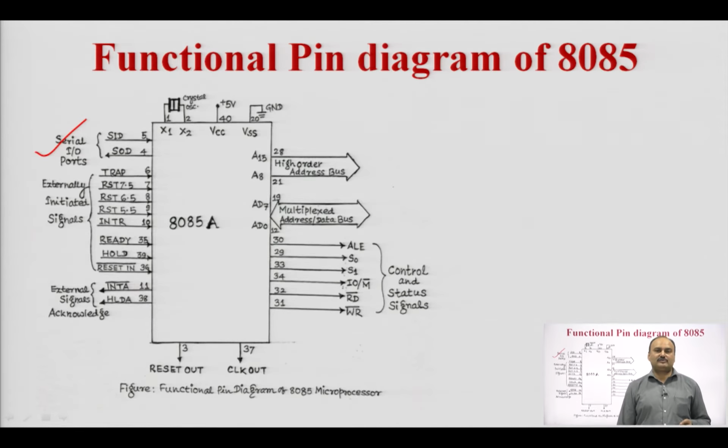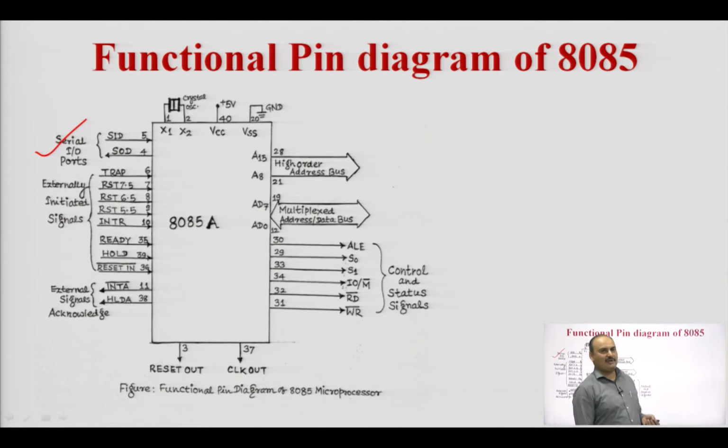In the 8085 microprocessor, we have a 16-bit address bus. The 16-bit address bus is divided into two parts, the low order address bus and the high order address bus. The high order address bus is from pin number 21 to 28. These pins are used to carry the high order address. In addition, the low order address bus is time multiplexed with the data bus, that is pin number 12 to pin number 19. So, accordingly, the pins of the microprocessor are divided into different groups based on their function.